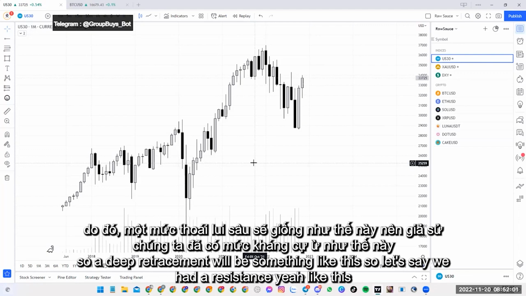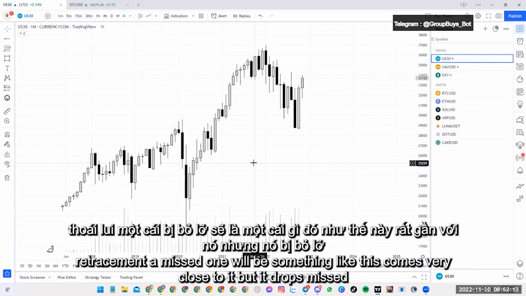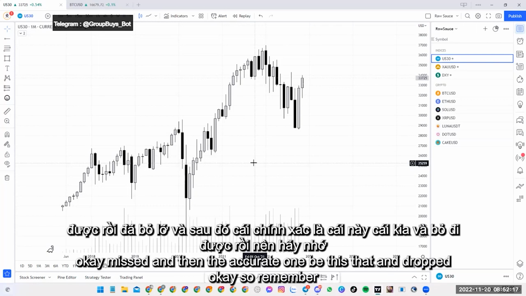So a deep retracement will be something like this. Let's say we had a resistance. Price has gone through it and then it dropped. We call it a deep retracement. A missed one will be something like this. Comes very close to it, but it drops. Missed. And then the accurate one would be this. That's instant. Tapped and dropped.